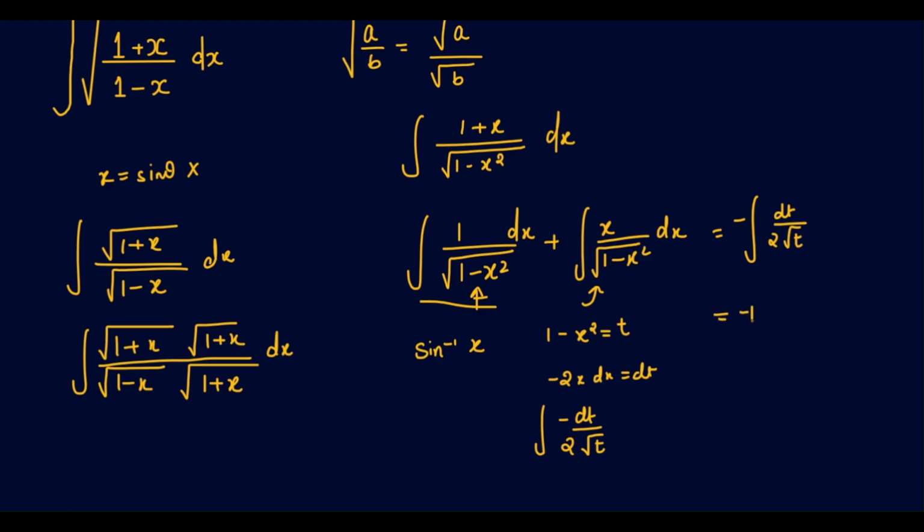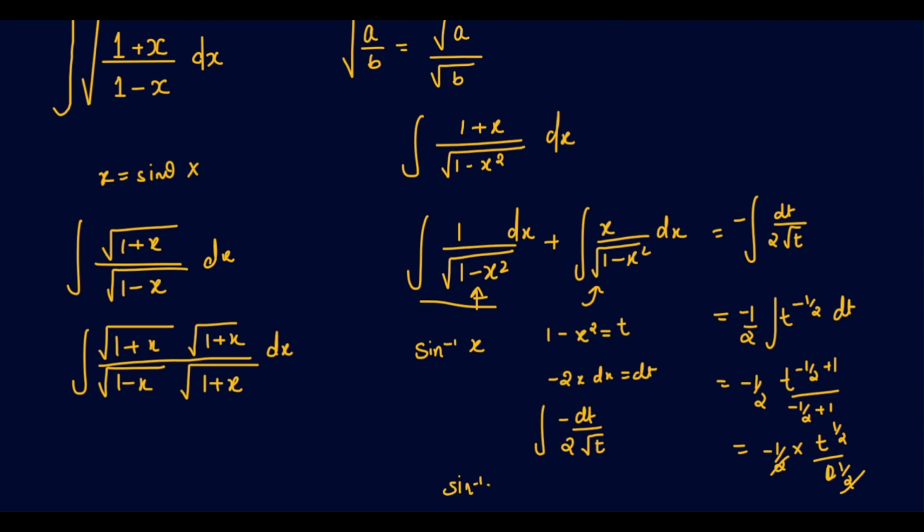Now what we will do, we will take minus 1 by 2 outside and write 1 over root t as t to the power minus 1 by 2 dt. So we will write it as minus 1 by 2 times t to the power minus 1 by 2 plus 1, divided by minus 1 by 2 plus 1. So if you can see here, we are writing it as minus 1 by 2 times t to the power 1 by 2, and here also you will write 1 by 2. If you can cancel 2 and 2, you will get the answer in the final form, that is sine inverse of x minus root of t, and plus c will be there.